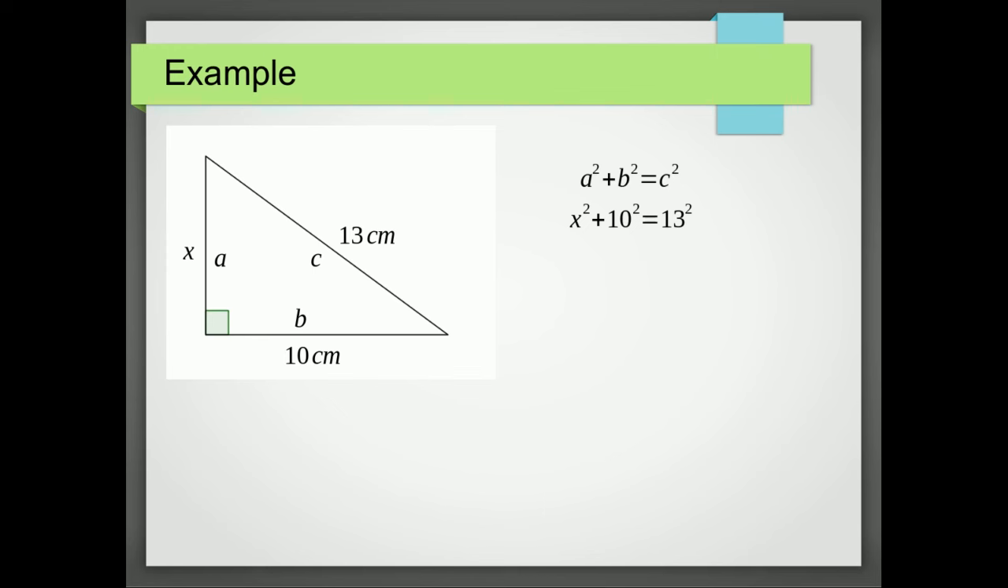Then we can work out the values of those squares. We're just simplifying. And remember what I said, if you're finding a shorter side, you're going to need to subtract. So we're going to take away 100 from both sides, so we get X squared equals 69. And then we're going to square root both sides to get X equals 8.3 centimetres.